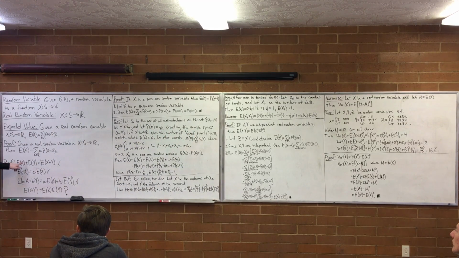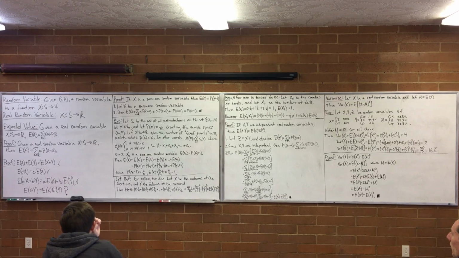So we proved that the sum of the expected values is equal to the expected value of the sum. We proved that the expected value of a constant times our real random variable is equal to a constant times the expected value of our real random variable. Then the combination of these two things proves this. Anyone remember what this property is called? Linearity. Why is it called that?